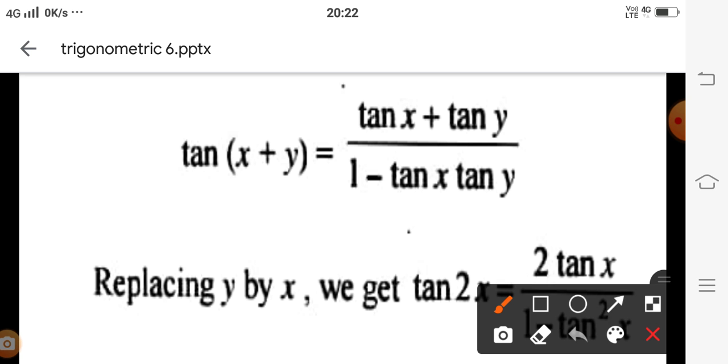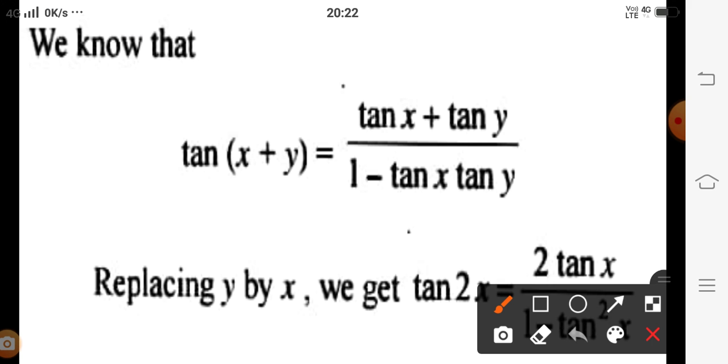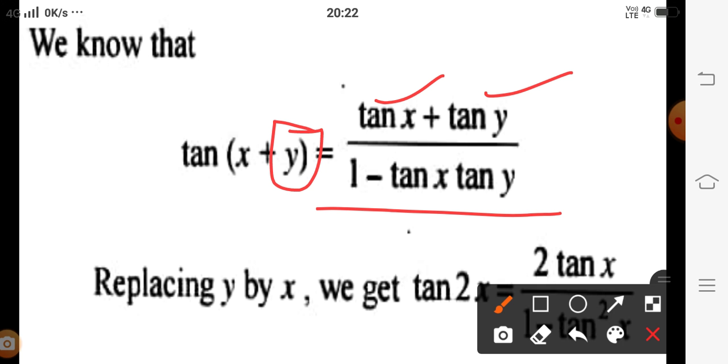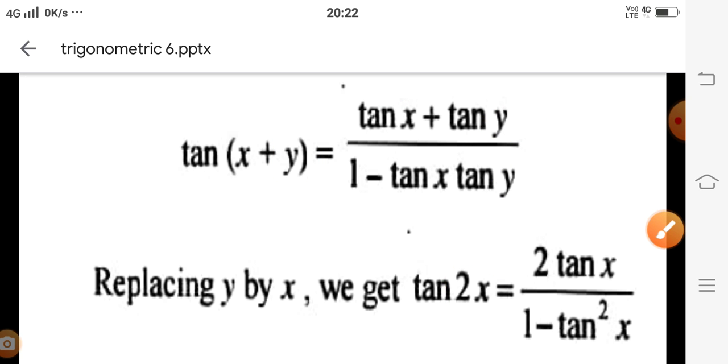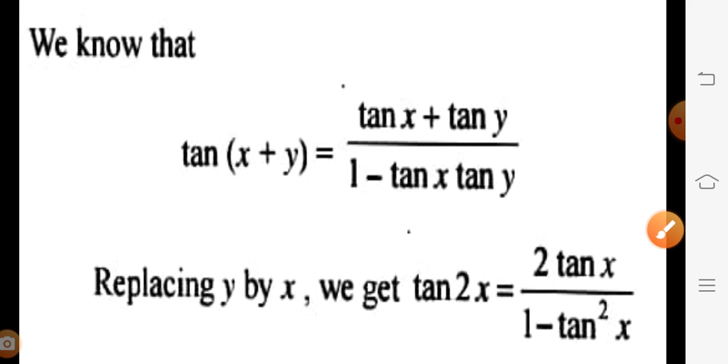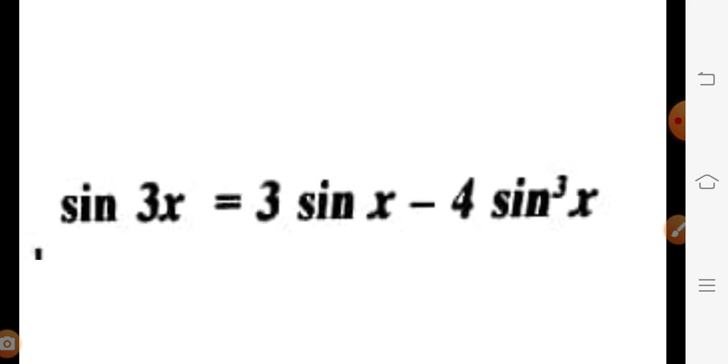Then tan (x plus y) we know. Tan (x plus y) is equal to (tan x plus tan y) upon (1 minus tan x tan y). Then again in place of y we are putting x, so we are getting x plus x as 2x. In the numerator, tan x in place of y if you are putting x, then we are getting 2 tan x, and in the denominator we are getting tan square x, so 1 minus tan square x. Then tan 2x is equal to 2 tan x upon 1 minus tan square x.